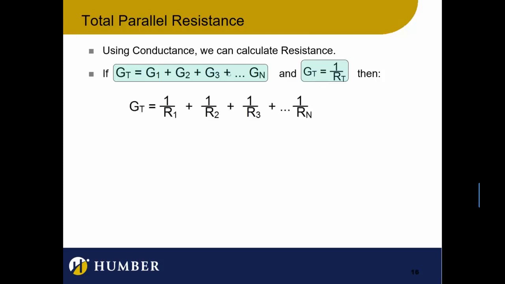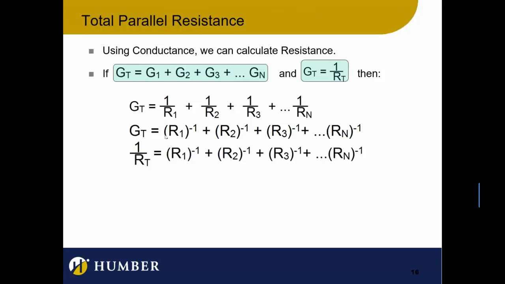Watch this. Now, if this is true, I can replace everywhere I see a G with 1 over R. So I'm going to say the total conductance is 1 over R1 plus 1 over R2 plus 1 over R3, because I'm just substituting the R in here. Now we'll take one more step, because as opposed to writing 1 over R, I can just write R to the negative 1. So let's take it one more step: if the total conductance is equal to the inverse of total resistance, I can now say 1 over RT is equal to all of this.